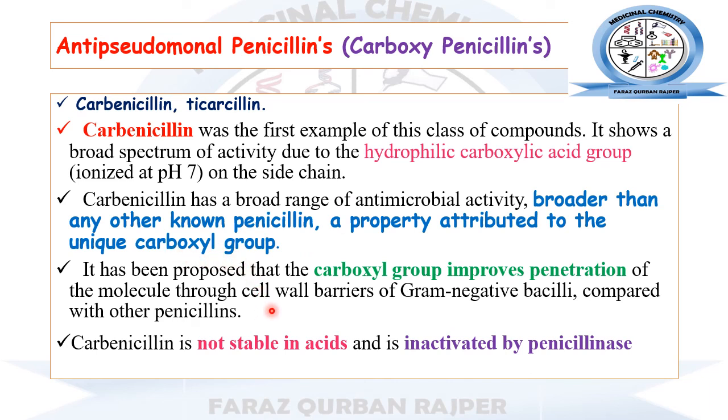This carboxyl functional group has increased the penetration power through the cell wall barrier of gram-negative bacteria compared to other penicillins. So now they can easily penetrate into gram-negative bacilli, and due to this their spectrum of activity has been enhanced. But carbenicillin is not stable in acids, meaning it is inactivated by acidic media, and besides this it is also destroyed by beta-lactamase, meaning it does not have beta-lactamase resistance.